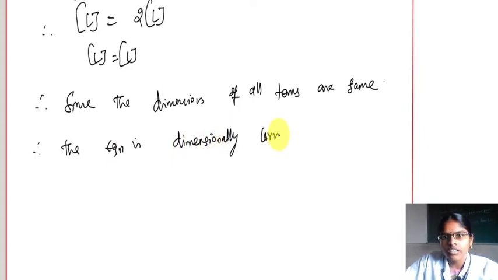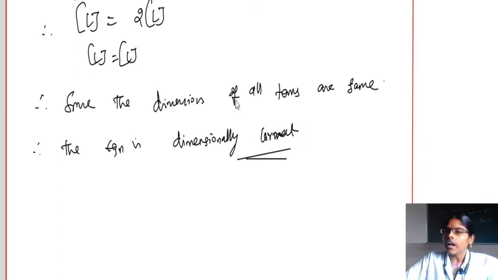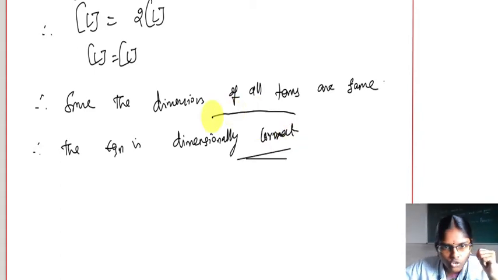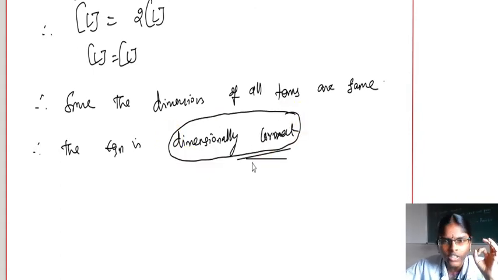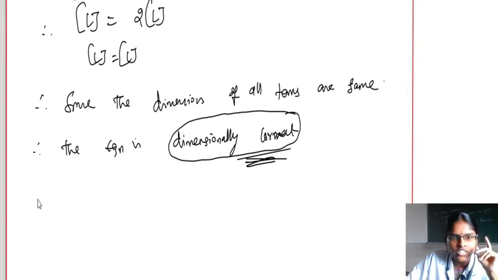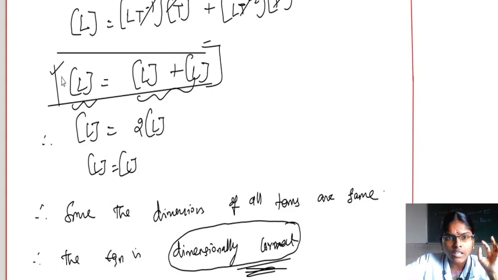The equation is dimensionally correct. That's it. I am again giving more importance to this word. The equation is dimensionally correct. Why should I give more importance to this word? Let's see. A very important thing that we have to note here is, it's a very important point.